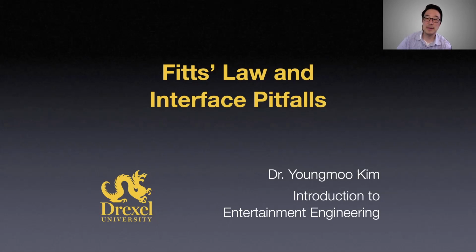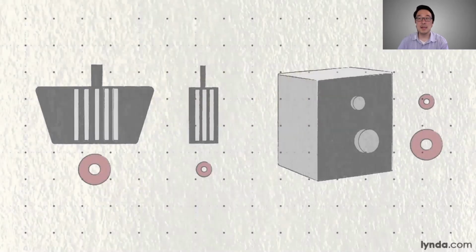Today, we'll continue our discussion of interfaces by introducing Fitts's law and discussing some common pitfalls in interfaces and interface design. So Fitts's law is really just this idea that you want to make the easy-to-access things bigger and the less often accessed things, or maybe things that you want people to access less, smaller.